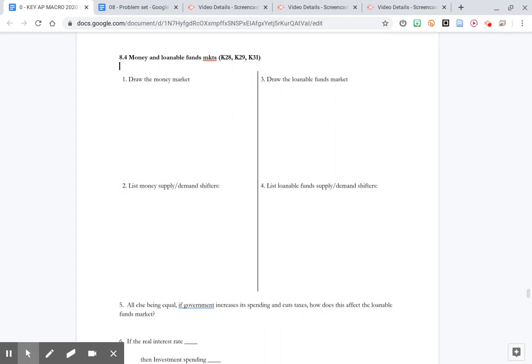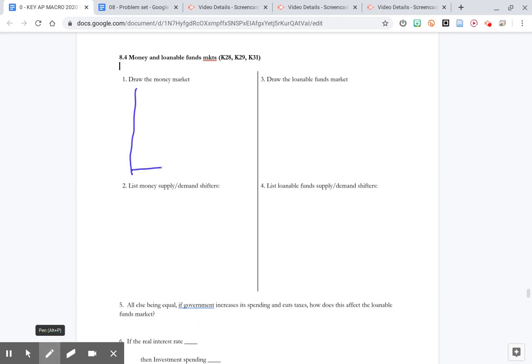In this video, we're going to wrap up the unit on the financial sector by looking at the money and loanable funds markets. So the first thing it asks is to draw the money market, and then it says draw the loanable funds market. And beneath that, it's money supply and demand shifters and loanable funds supply and demand shifters. So let's go ahead and dive in.